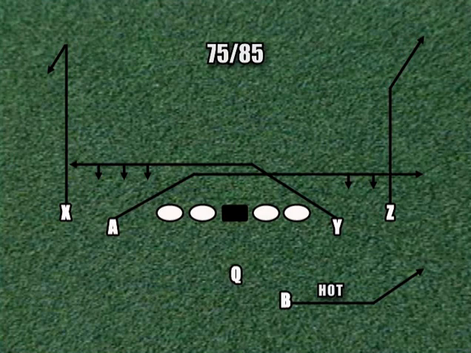Our X receiver backside is going to run a comeback route unless he is given a hand signal by the quarterback to change his route up. The X receiver really is not a factor in this route. He's more of a decoy.